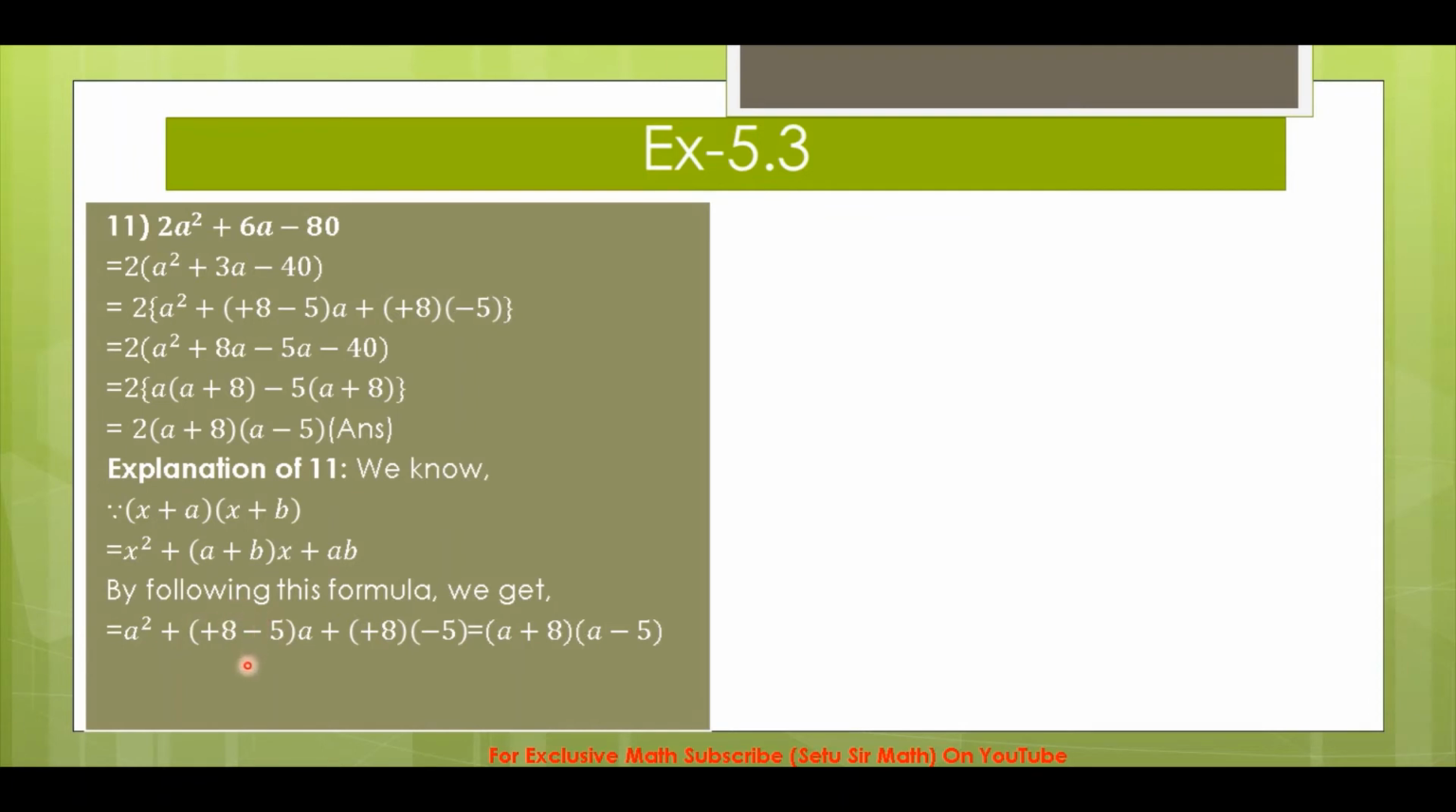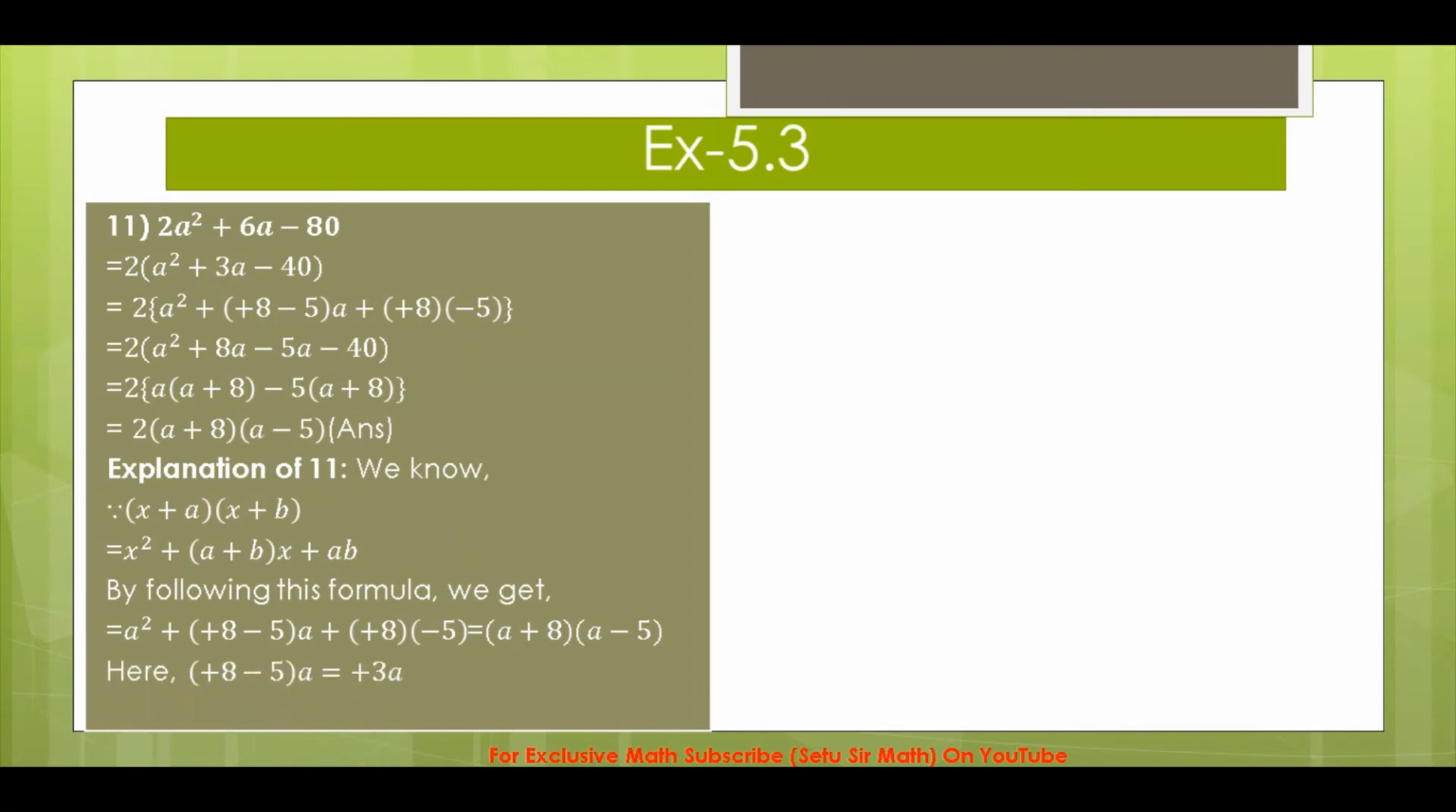We have to take those factors so that we also find out 3a. That would be a plus 8 minus 5a. From plus 8, if we subtract 5, we will get 3a. So we have to take that type of factor that we will get. If we multiply 5 into 8, that will be 40, and if we add or subtract those 2 factors, we will get this term 3a.